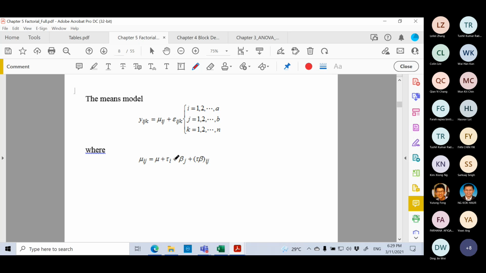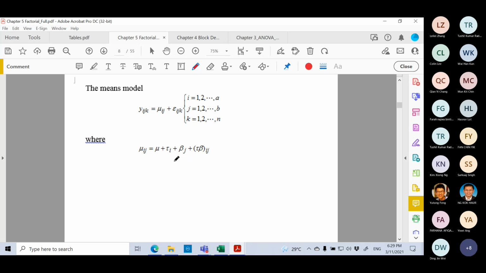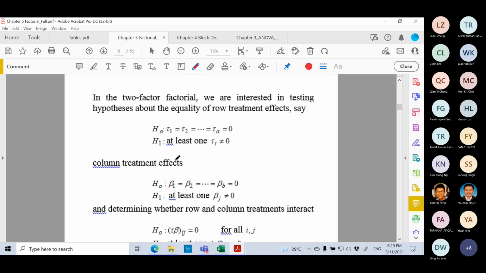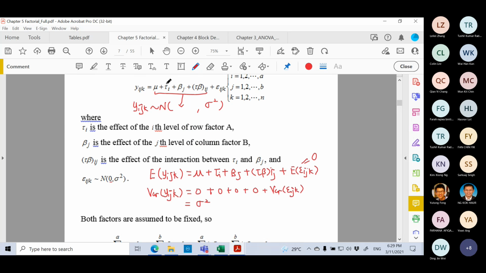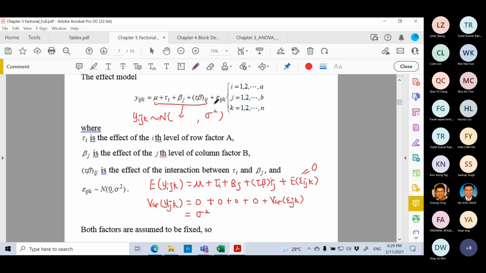So under the factorial design, we are interested in testing the hypothesis for the two-factor factorial design. We are interested in testing tau 1 equal to tau 2 equal to tau a, then they equal to 0. If the tau equal to 0, because this tau represents the treatment effect or the factor A effect. Okay, the factor A effect. As you can refer to this formula, if the tau i is equal to 0, the beta j also equal to 0, the tau beta also equal to 0. So this one is just a random error.